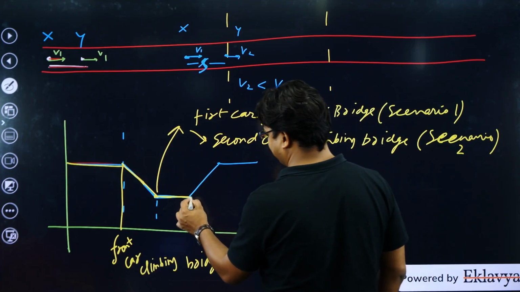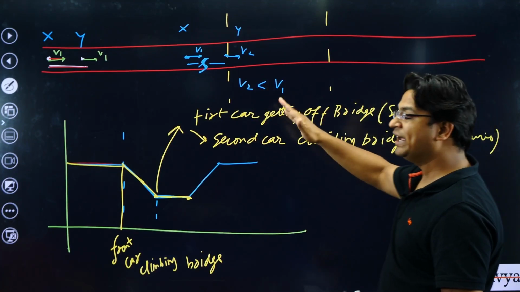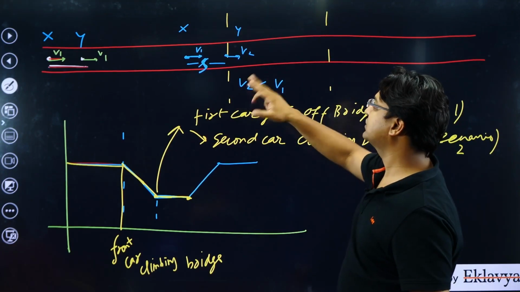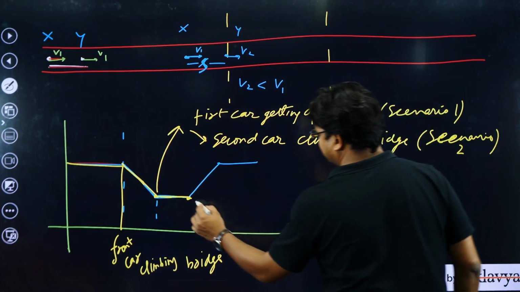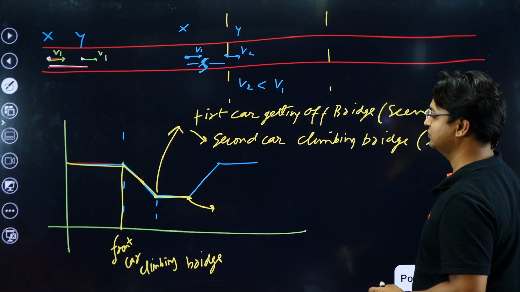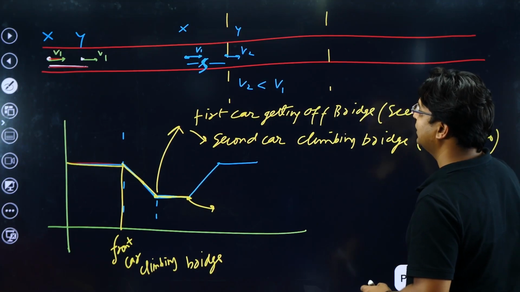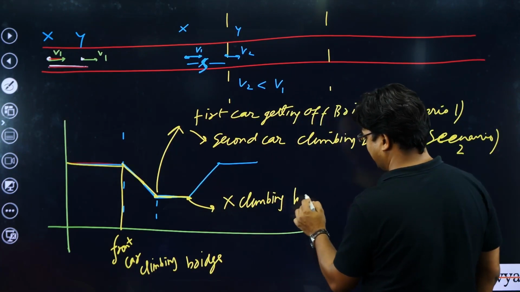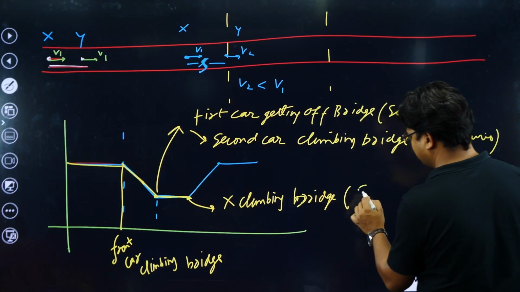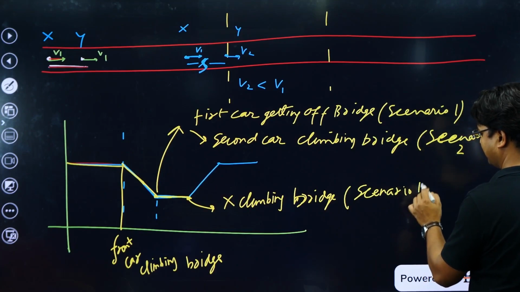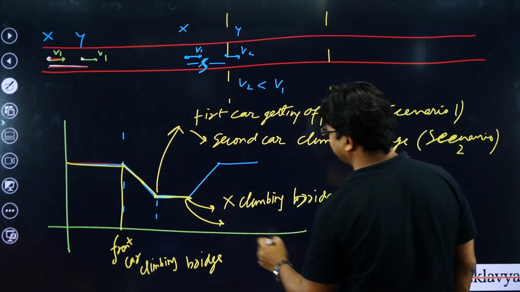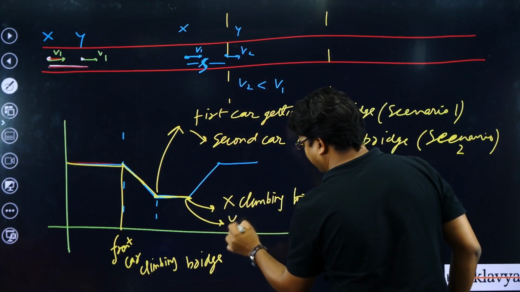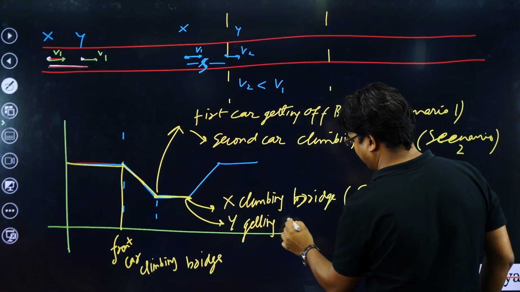Now what will this point indicate? In the first scenario, y gets off before x climbs. So in the first scenario, this will represent y got off, now x climbing the bridge. X climbing the bridge. This is scenario 1. Or it can represent, in scenario 2, both of them were moving together, so y getting off the bridge. So y getting off the bridge.